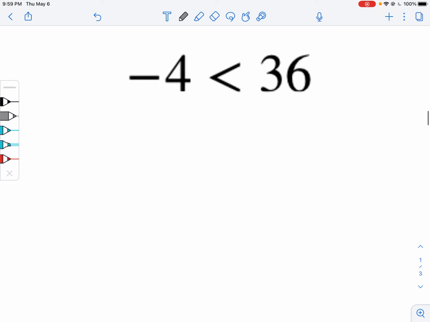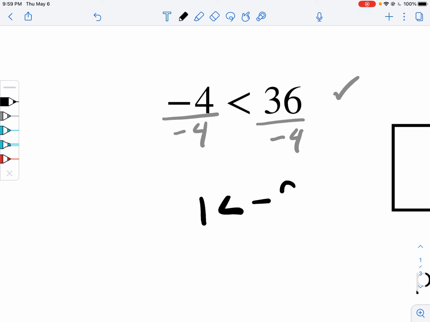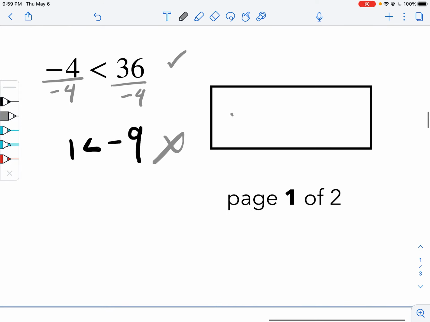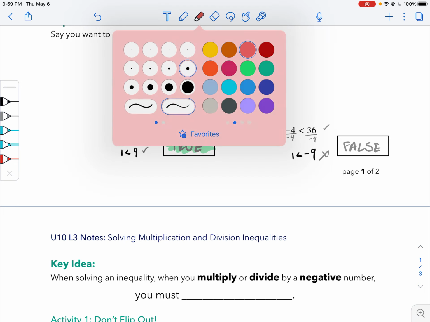Okay. Now you also see that -4 is less than 36. That's true. Okay. But what if we divide by -4? Well, we get 1 is less than 36 divided by -4, which is -9. But ladies and gentlemen, that is not true. This is a false statement. Shoot, so what's the difference here? Why did this work, but this didn't?